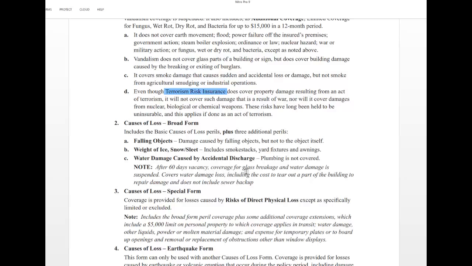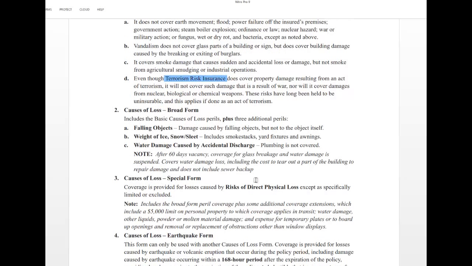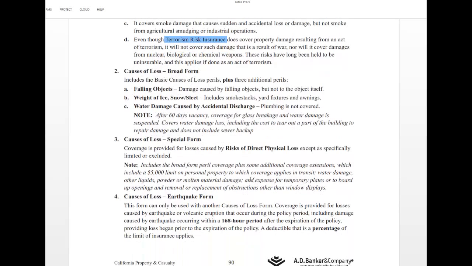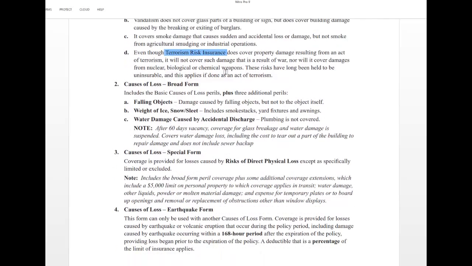After 60 days vacancy, coverage for glass and water damage is suspended. It covers water loss and includes the cost to tear down the building. Okay, and now we have special forms. So those are basically the three forms of loss that are specified. Now, special form is an open peril, whereas broad form would be a named peril. And then we have this one here, which is always your basic peril.